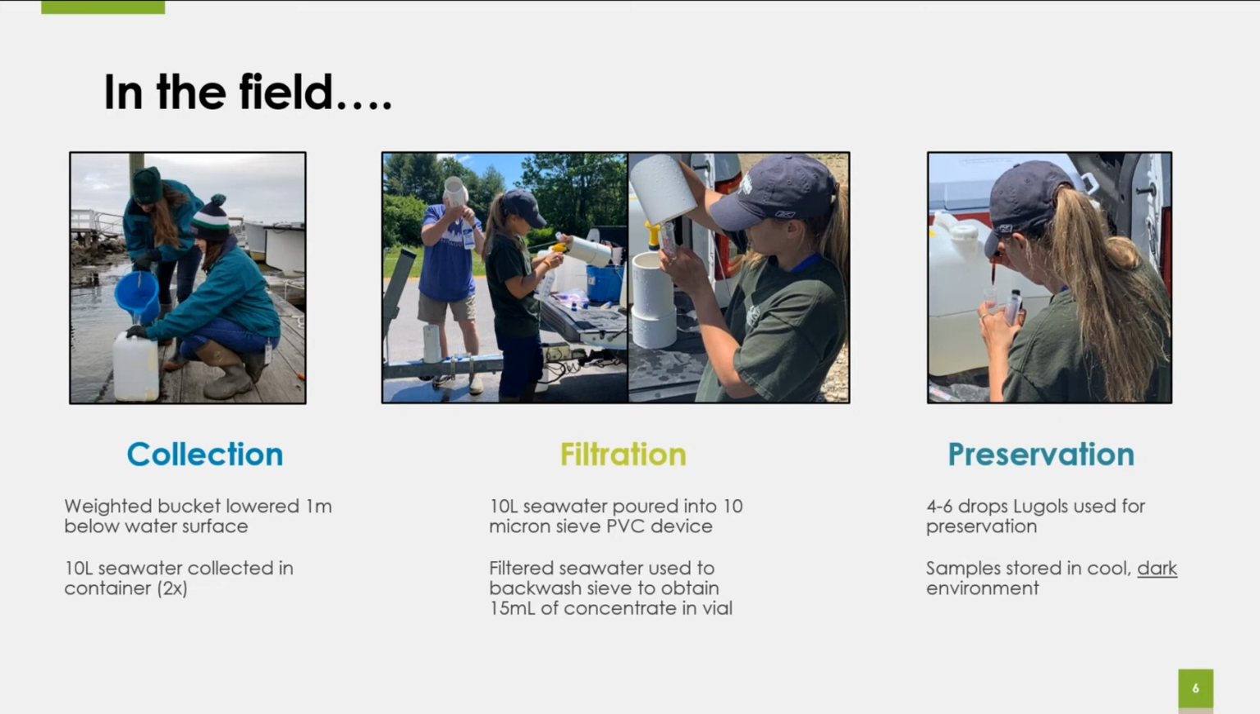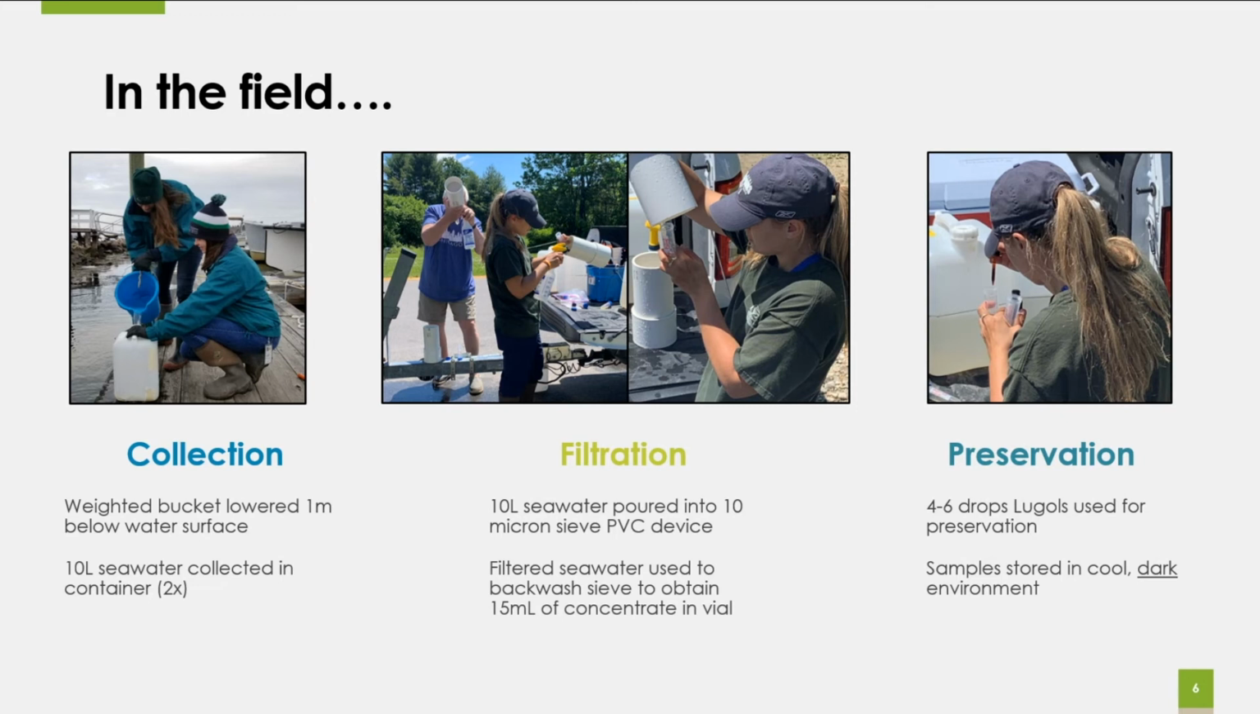We want to use about 4 to 6 drops of Lugols for preservation, because otherwise all the copepods or the zooplankton are going to feed on our phytoplankton, and that's what we're trying to look at. So if we don't preserve it, by the time I look at the sample, there might not be anything in there for me to look at.